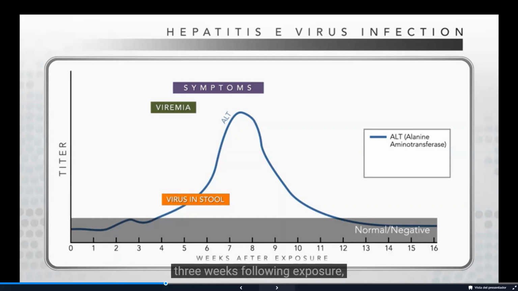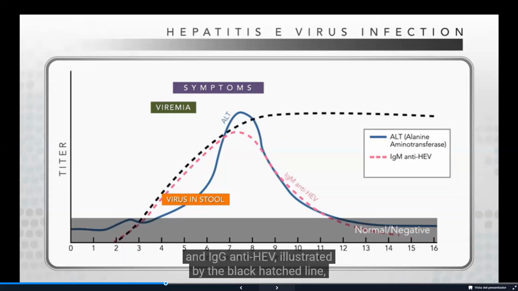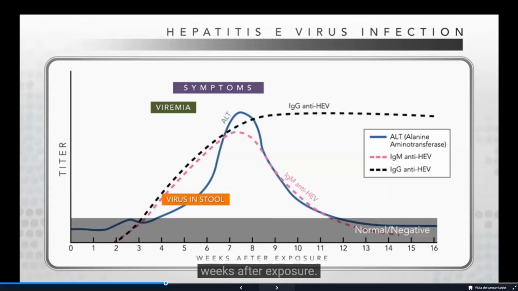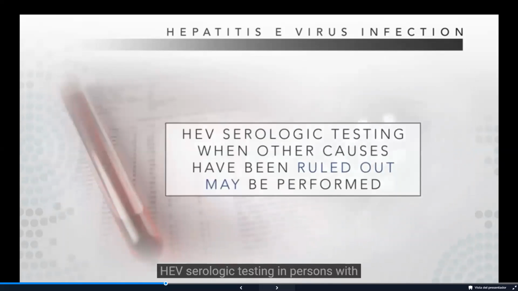Viremia in acute self-limited infections, shown by the green bar, can be detected about 3 weeks following exposure, or a week or so prior to onset of symptoms, and lasts for about 2 weeks. Antibodies to HEV, both IgM anti-HEV, depicted by the pink hatch line, and IgG anti-HEV, illustrated by the black hatch line, are usually positive about 3 to 4 weeks after exposure. IgG anti-HEV persists, but IgM anti-HEV declines rapidly during early convalescence and is usually negative by 13 weeks.